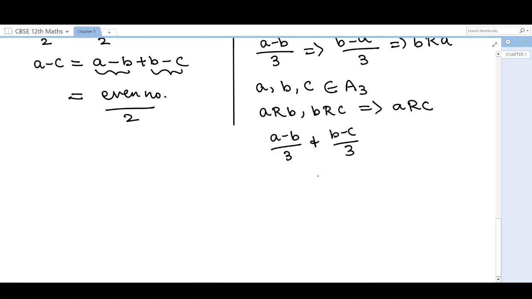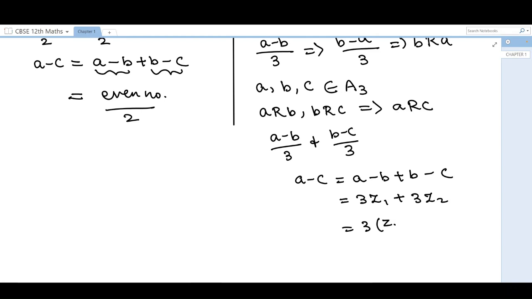Now I need to prove A is related to C. That is, A minus C is divisible by 3. A minus C can be written as A minus B plus B minus C. Since A minus B is divisible by 3, it is a multiple of 3, so it can be written as 3z1, where z1 is an integer. Similarly, I can write B minus C as 3z2. If I take 3 outside, since z1 and z2 are integers, their addition is also an integer. Thus, I have written A minus C as a multiple of 3.